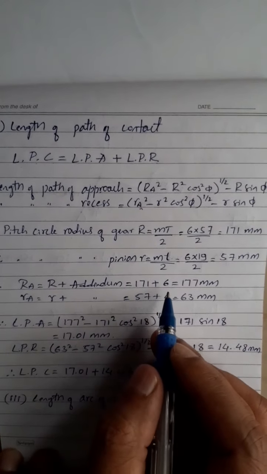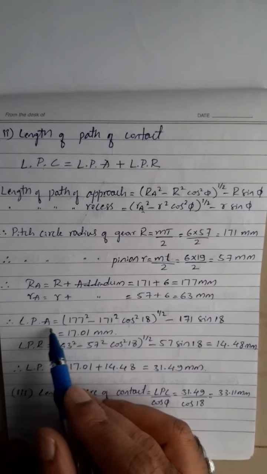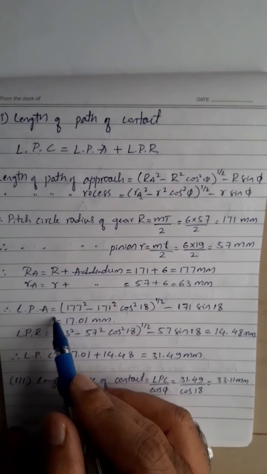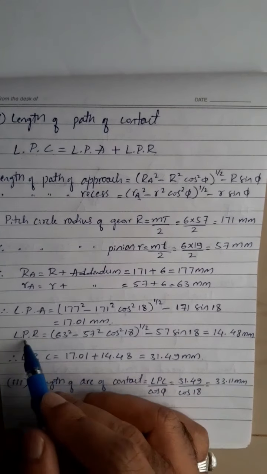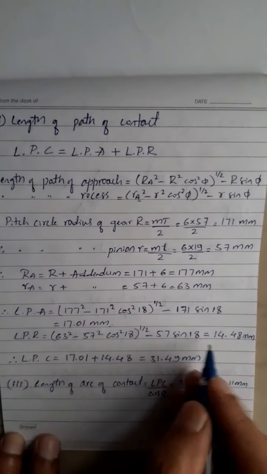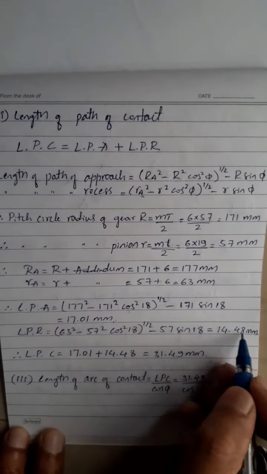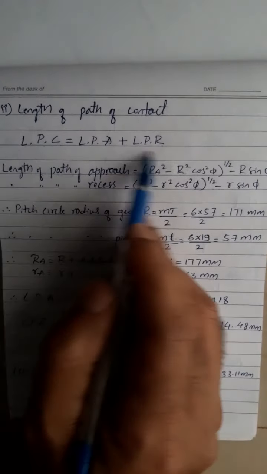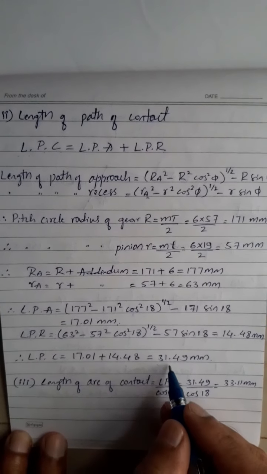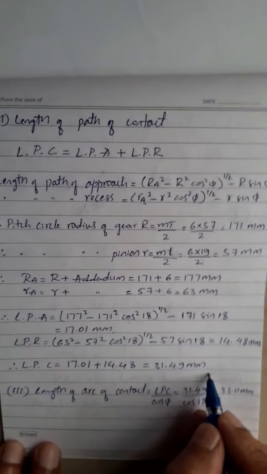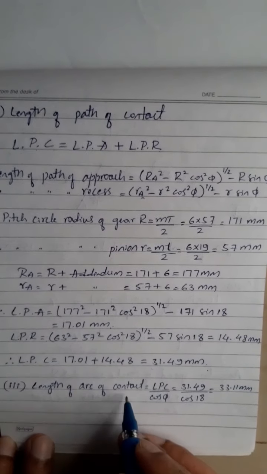Substituting these values in the above equations for length of path of approach and length of path of recess, we get length of path of approach as 17.01 mm and length of path of recess as 14.48 mm. Adding these two values, we get the length of path of contact as 31.49 mm.